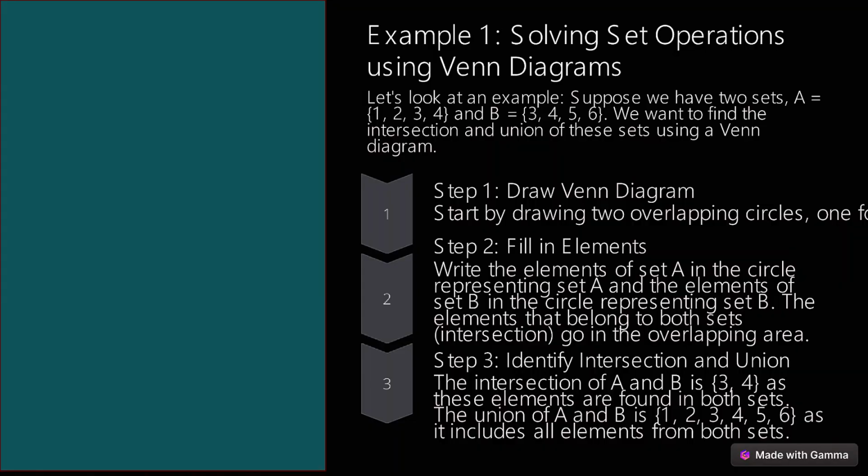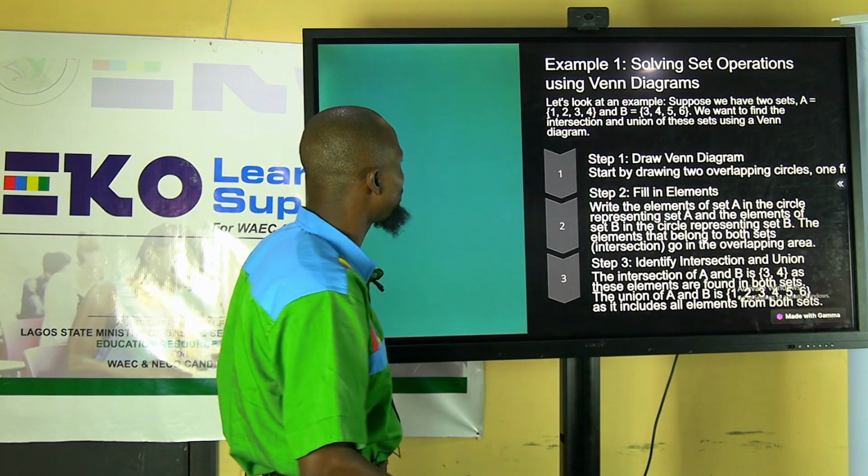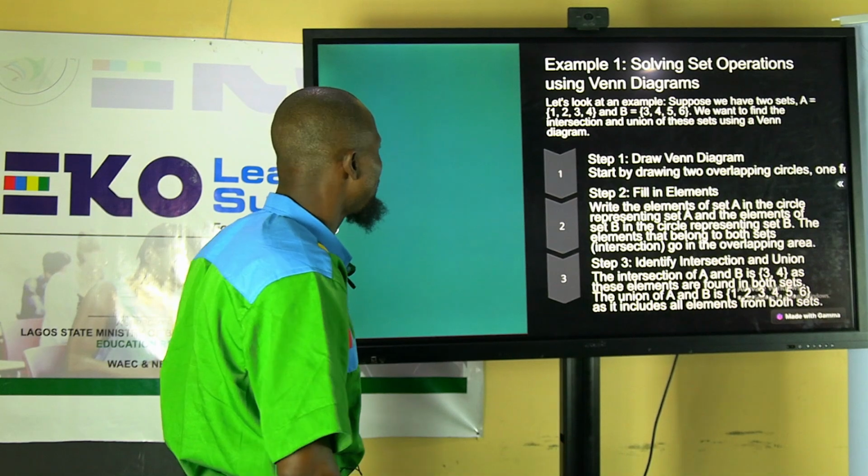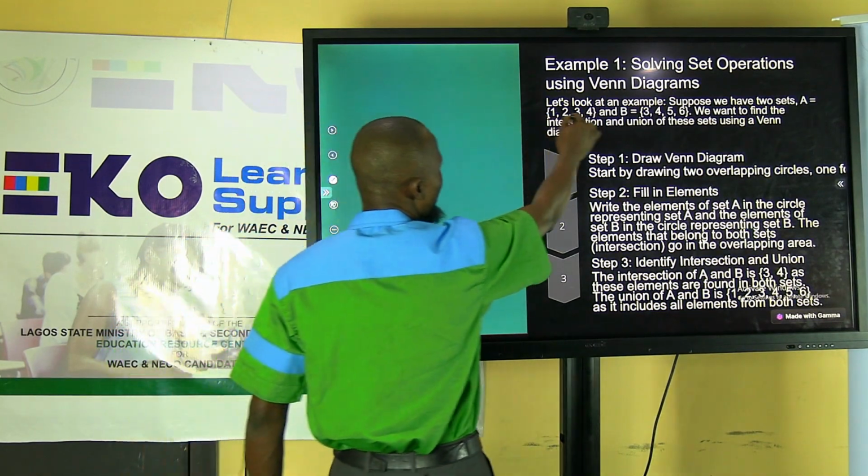An example is here. Suppose we have two sets: A is 1, 2, 3, 4, and set B is 3, 4, 5, 6. We want to find the intersection and the union of this set using a Venn diagram. So let's use a Venn diagram. We need to illustrate it in a Venn diagram. This is our A.